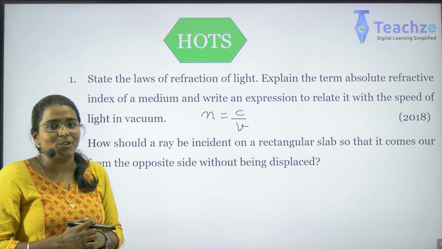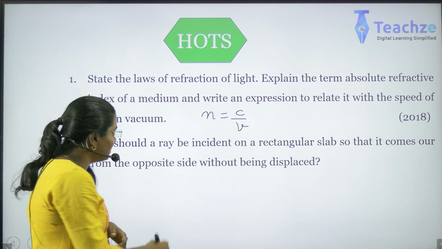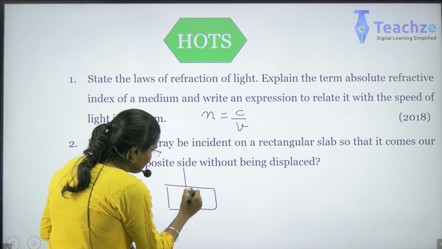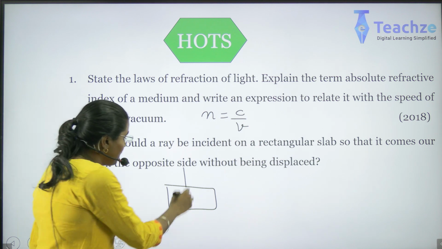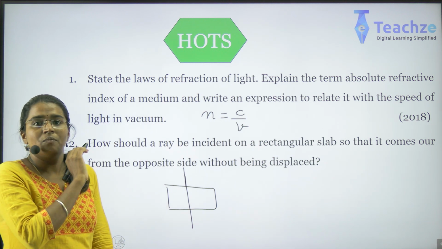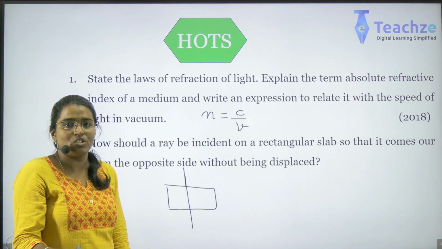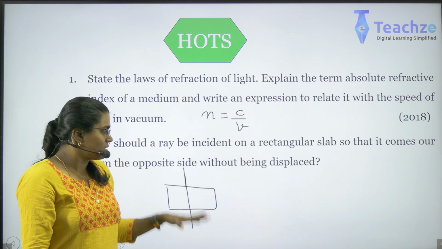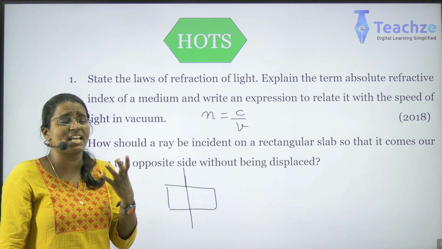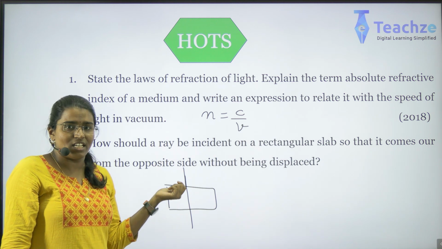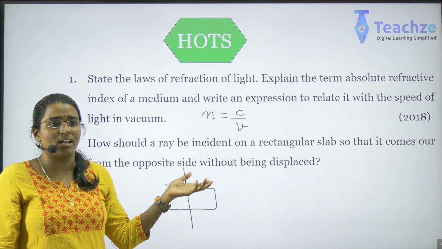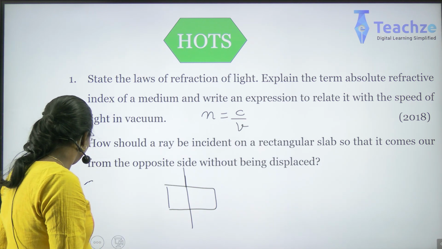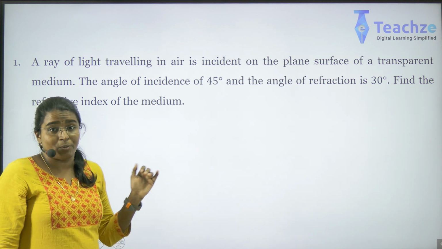So when will that be? I told you now. Whenever the incident ray is just perpendicular to this rectangular glass slab, it just comes out without getting any displacement or any refraction. Whenever the incident ray is 90 degrees or perpendicular to the rectangular glass slab, the light ray does not have any displacement. We'll now move on to some problems.